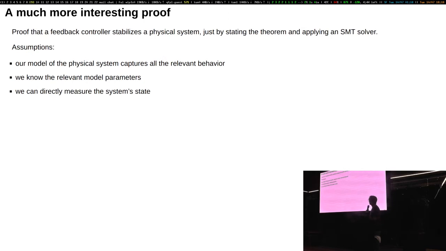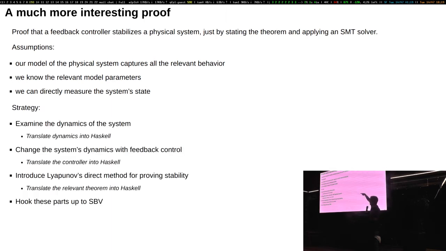So we need some assumptions to base our proof on. We're going to assume that we have an accurate enough model to capture everything relevant to stability. We're going to assume that we know the model parameters, and we're going to assume that we can measure the state exactly. Turns out there are some useful theorems in control systems that say the third one is usually not a problem. It's fine to assume that. The other ones would be running around.